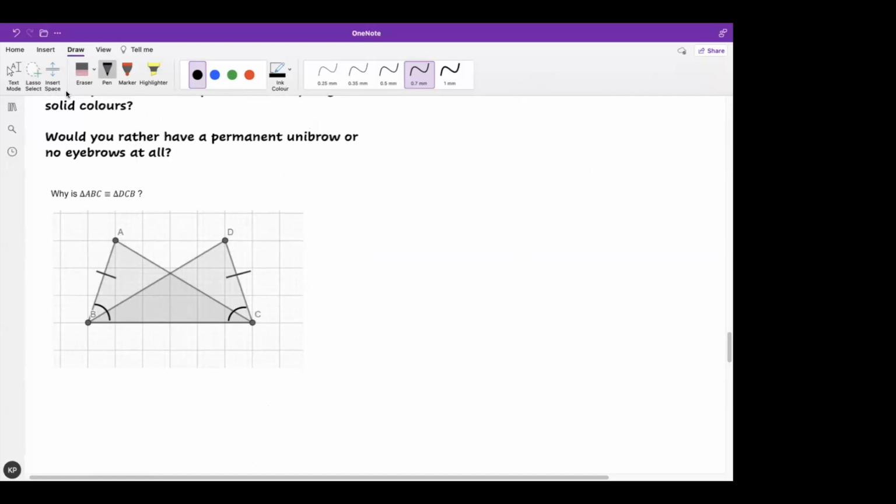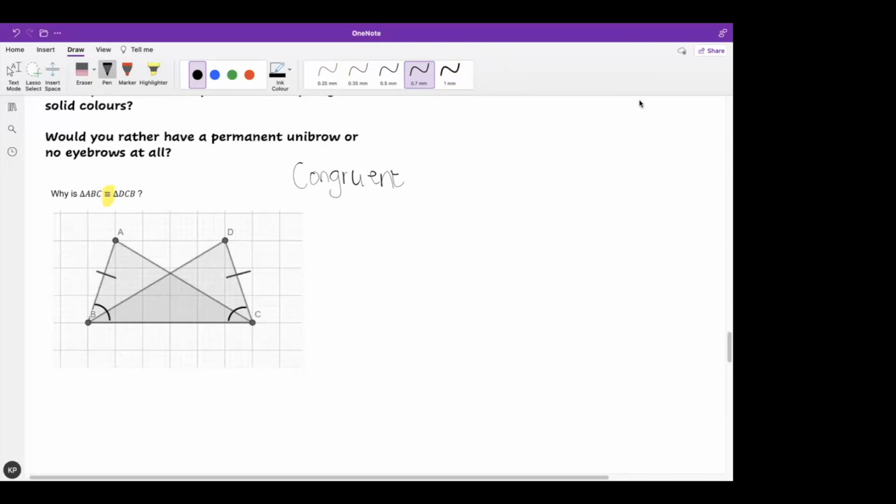Okay. We are back to congruency and similarity. This time we're proving why ABC is congruent to DCB. Okay, now what are my conditions for congruency? Who knows the conditions for congruency? Congruent means prove that they are the exact same triangle. Okay, so same size and everything. How do you guys think we're going to prove that?